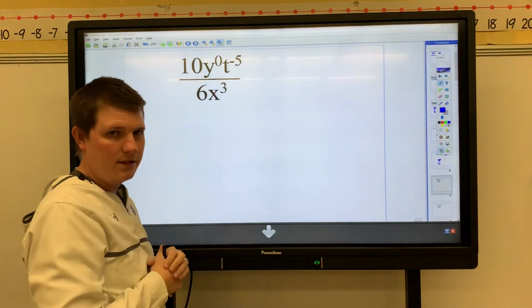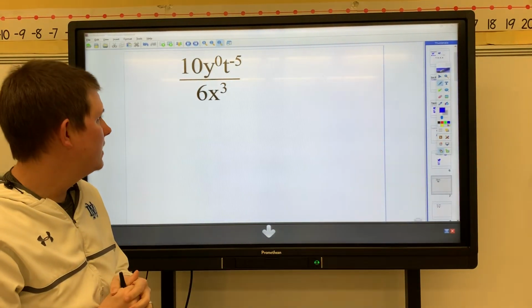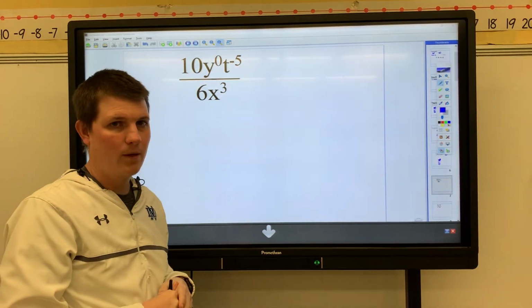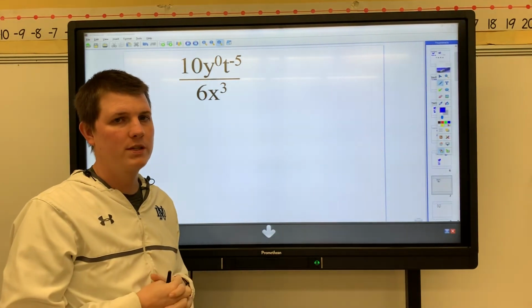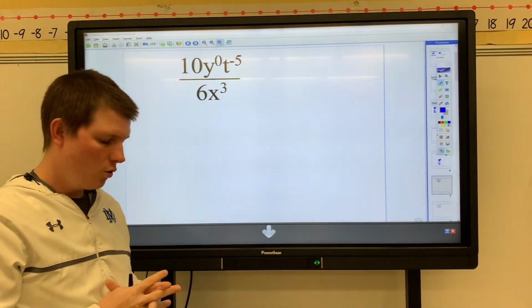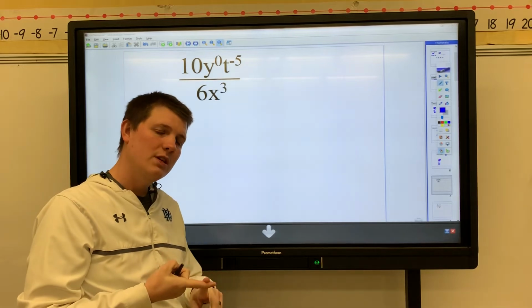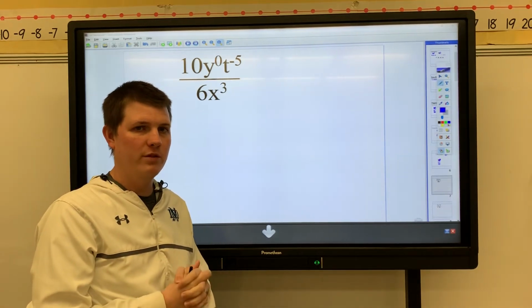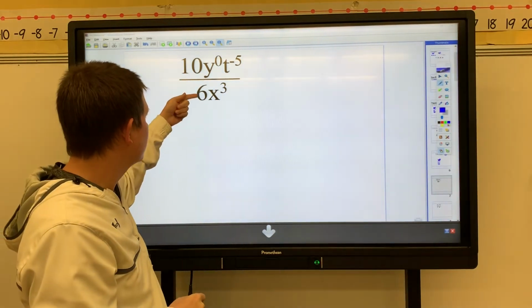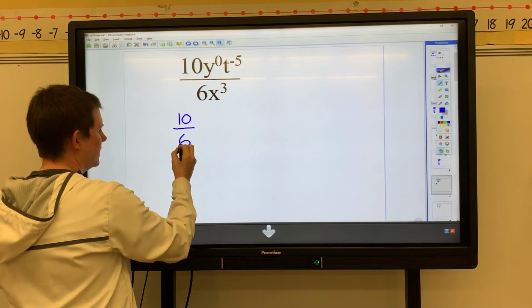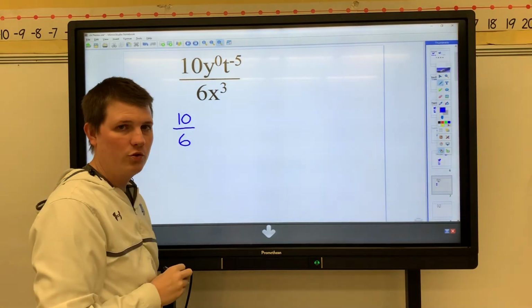10 y to the 0, t to the negative fifth, all over 6x to the third. Okay? This is what most of our homework is going to look like. We want to simplify this. In order for it to be in simplest form, we must reduce and simplify all the way our coefficients, which are the numbers in front. So I have 10 and 6. We're going to simplify this fraction just like we're back in 6th grade and you learned how to reduce fractions.